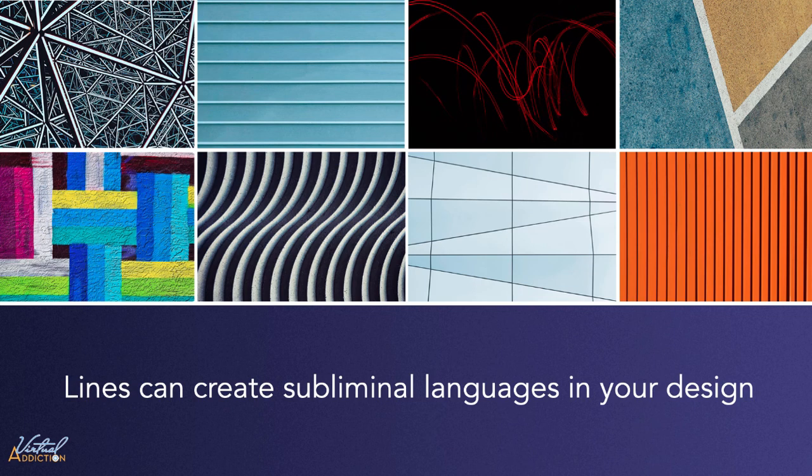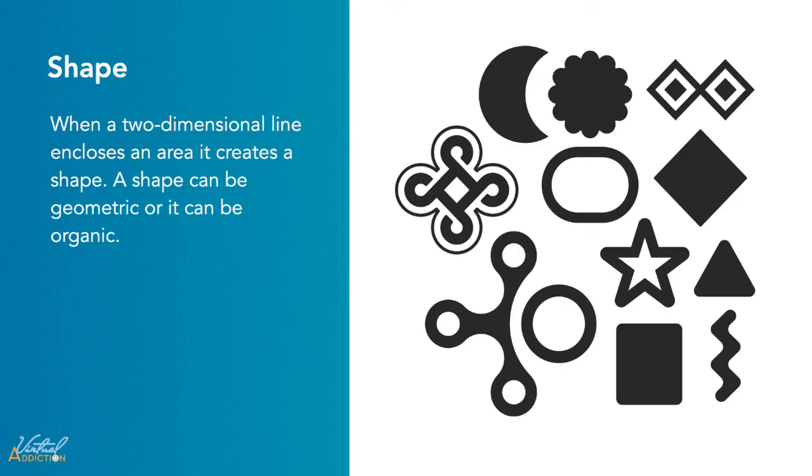In digital design, the line is commonly used to contain or break areas apart visually. For example, a navigation bar on a website could have a line to divide itself from the rest of the content. The second element of design is shape.